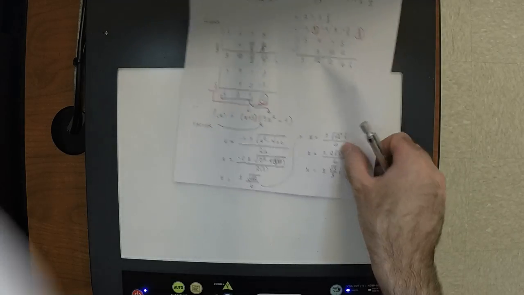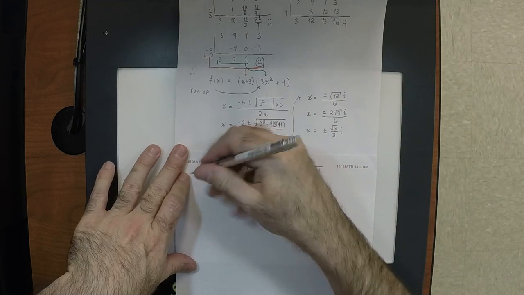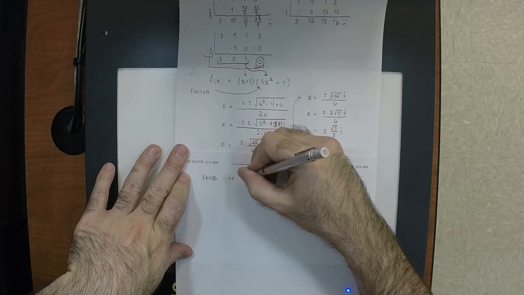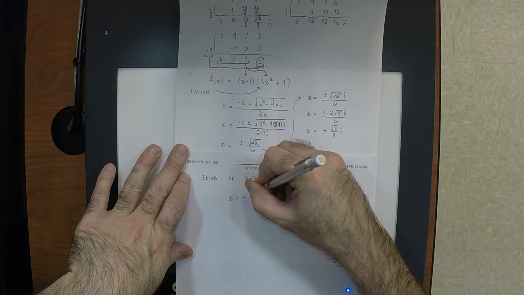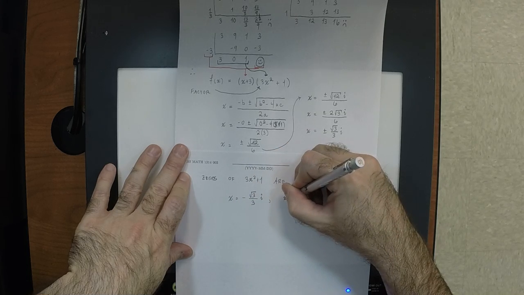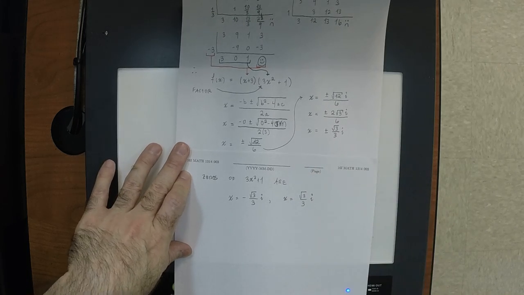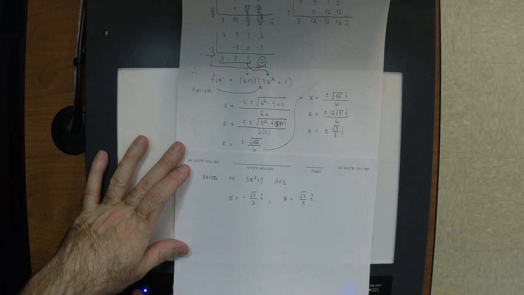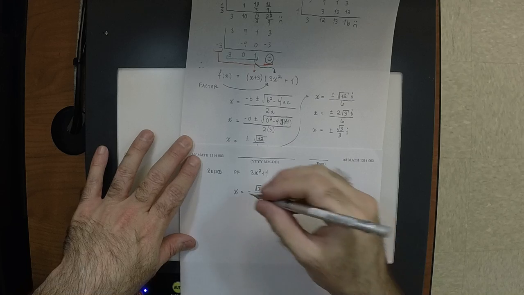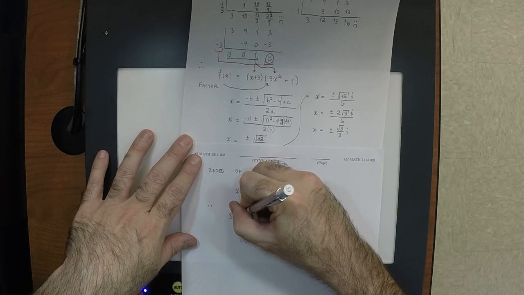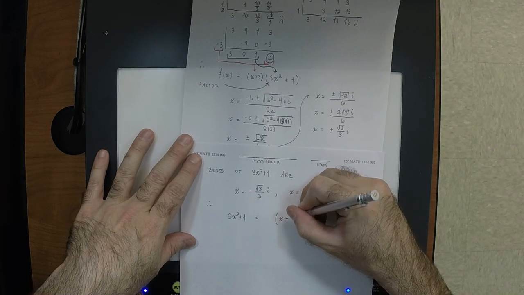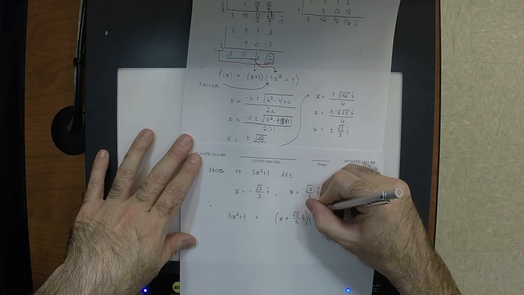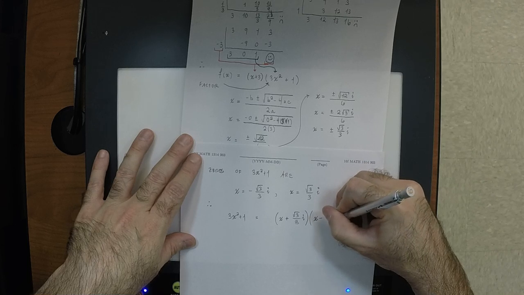Okay, so then what we know is that the zeros of 3x squared plus 1 are x is negative square root 3 over 3i, and x is positive square root 3 over 3i. But when, say, 5 is a 0, then what's a factor? X minus 5. Right, you just subtract it. So that means that 3x squared plus 1 must factor in this way. So one of the factors is x plus square root 3 over 3i, and the other factor is x minus square root 3 over 3i.